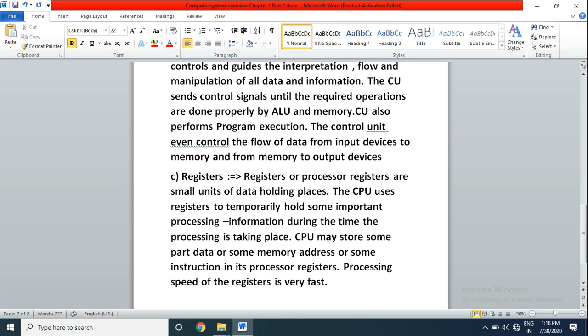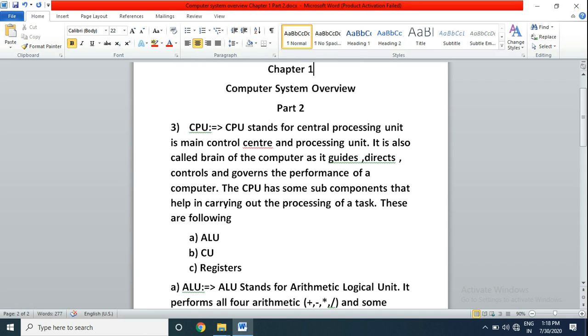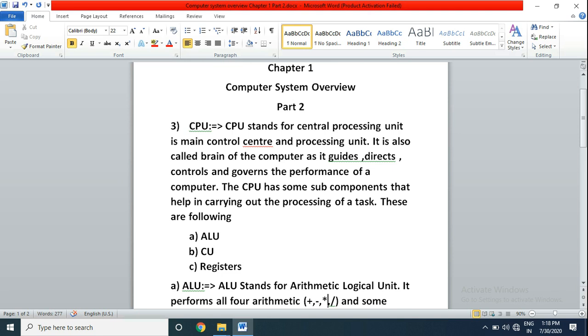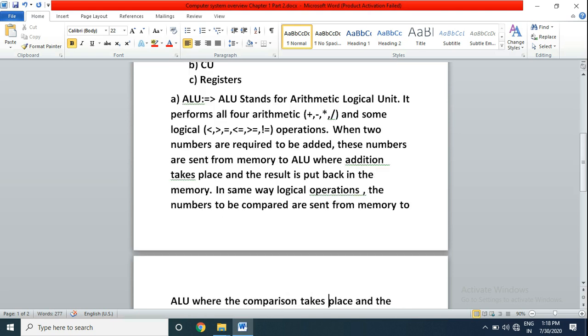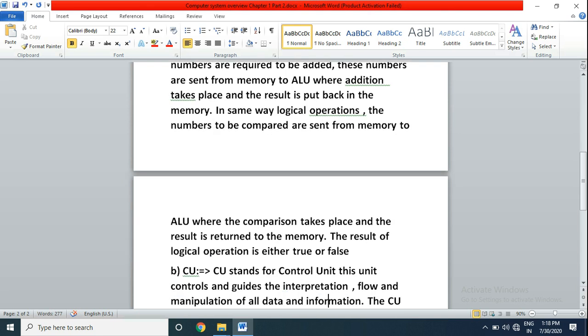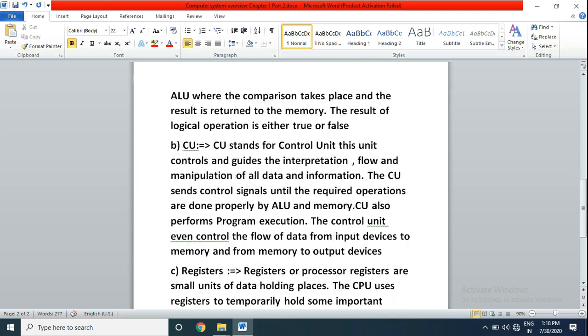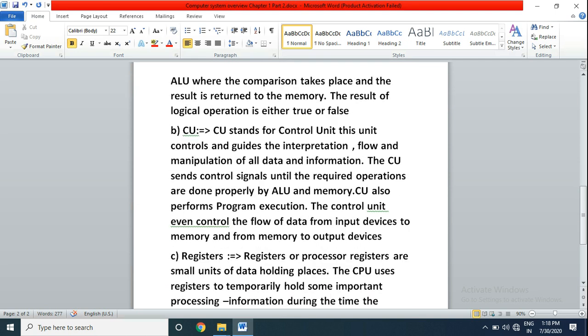So today we learned the third part of the computer system overview, which is the CPU. We learned what the CPU is and what the parts of the CPU are: ALU, CU and registers. Then we learned what task is performed by the ALU, what task is performed by the control unit, and what is the use of the registers.